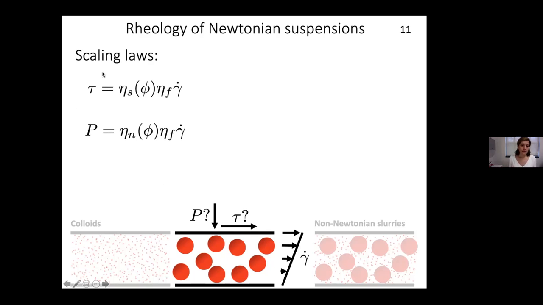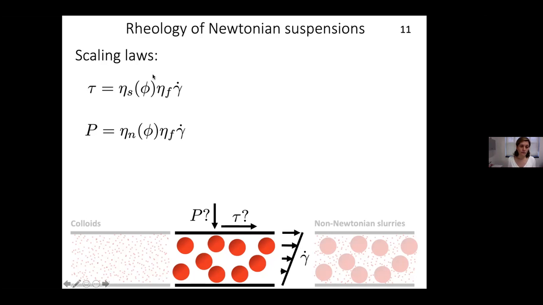we can say that in the absence of inertia, everything is viscous. So shear stress should depend linearly on shear rate, and of course on the viscosity of the suspending fluid. And in order to take into account the fact that the particles are rigid and there is no deformation, we have extra dissipation in the system, and also extra dissipation due to the fact that they have contact and friction among themselves.